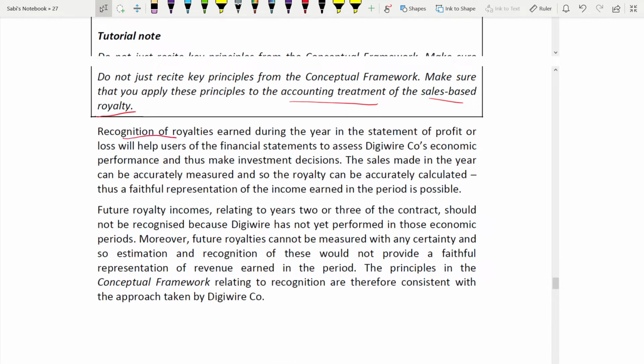So now we are moving towards the recognition of the royalty. We are taking the help of the conceptual framework. Recognition of royalty earned during the year in the statement of profit or loss will help users of the financial statements to assess Digiwire's economic performance and thus make investment decisions. The sales made in the year can be accurately measured, and so the royalty can be calculated. Because the sales that you have made this year you can measure accurately, the royalty based on that you can calculate accurately as well. So that's why this is a faithful representation of the income earned in the period. We are faithfully representing what actually happened.